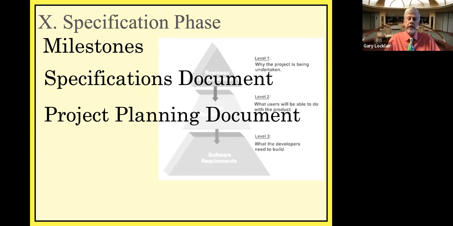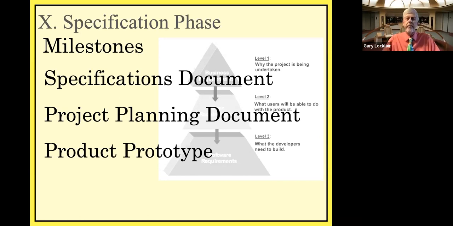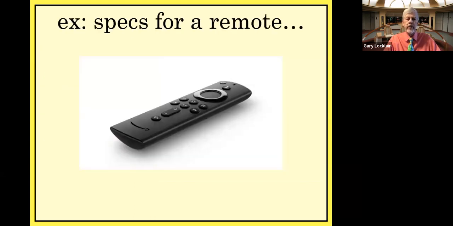Project planning document. Don't forget a prototype. Prototypes are used often, continuously, throughout requirements and specifications. We refine and get better and better and better. By the time we're done with specifications, the ideal would be my user interface is what's going to be there at the very end of the project. My product is going to look like this. So three milestones: specifications document, project planning document, product prototype, more detail in the text.